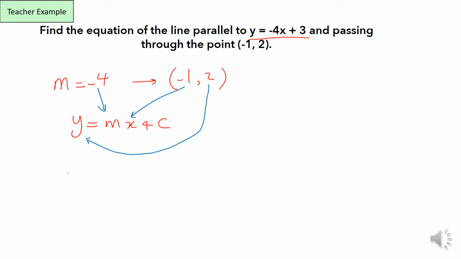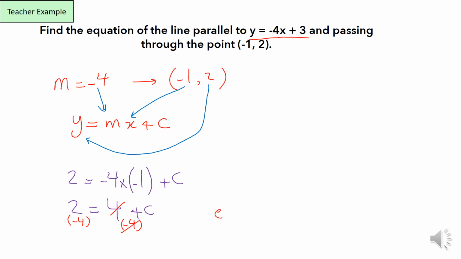Let's do it. So y is 2 equals, m is minus 4, x is minus 1, so that's minus 4 times minus 1, and then I have plus c. So I simplify them. Minus 4 times minus 1 is just 4. Minus times minus is positive, so it's 4. 2 equals 4 plus c. It's a simple one-step equation. You can just solve it. So what you have to do is take away 4 from both sides, and then you end up with c. So they cancel out each other. You end up with c.